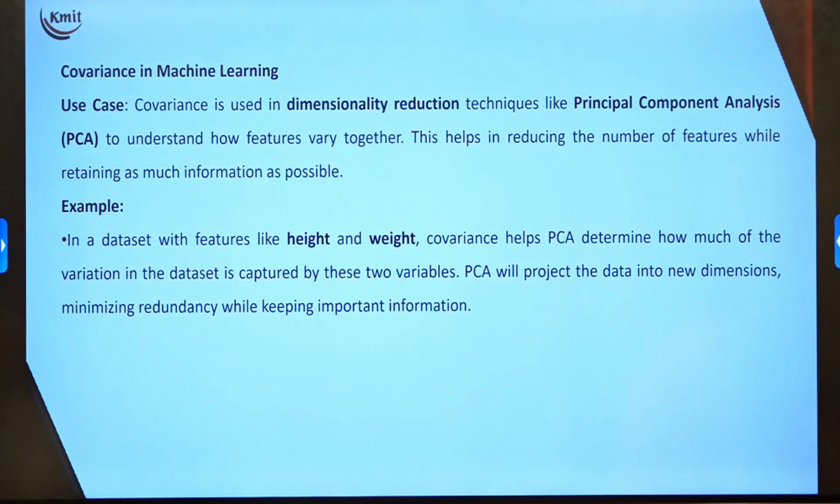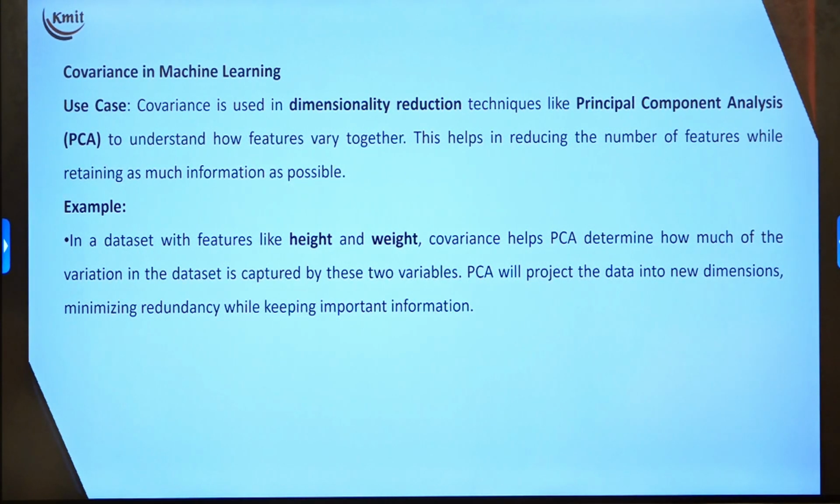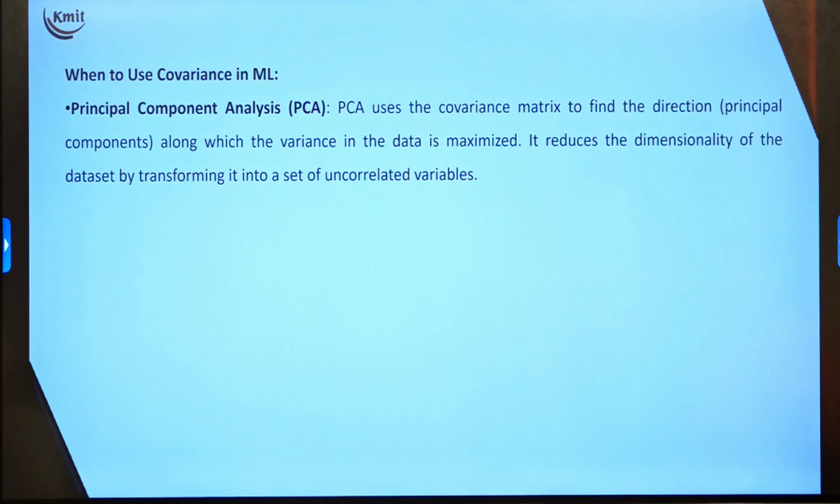Now, when do we use covariance? Covariance is used to reduce the dimensions of the data set. Principal component analysis is one of the important dimensionality reduction techniques, and in it we will be using covariance. We'll talk about all this in the coming chapters. In a data set with features like height and weight, covariance helps us understand how much variation there is between these two variables. So we use covariance for dimensionality reduction, that is, with respect to principal component analysis.